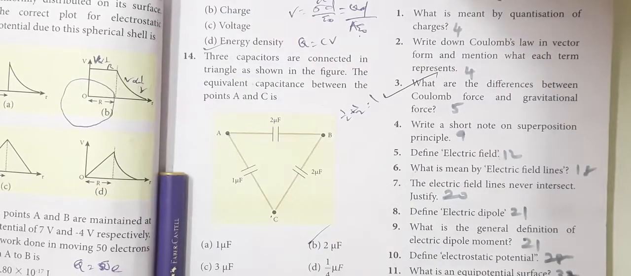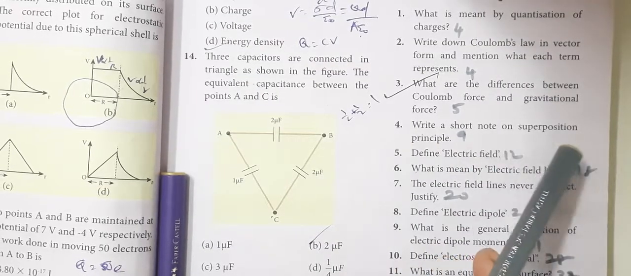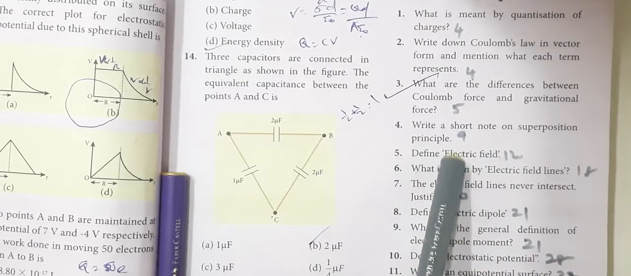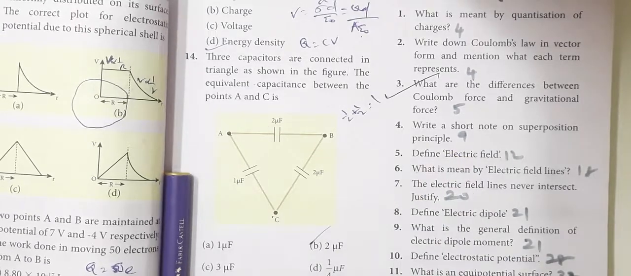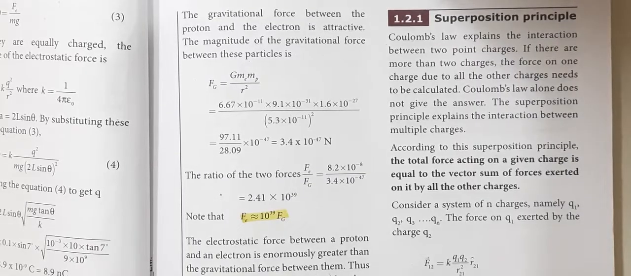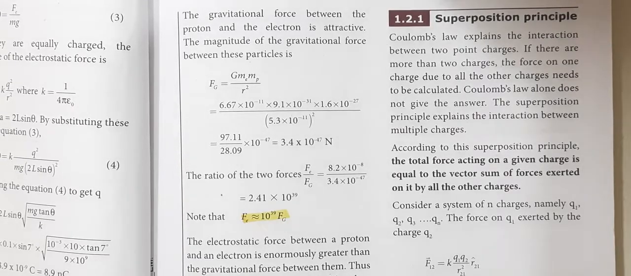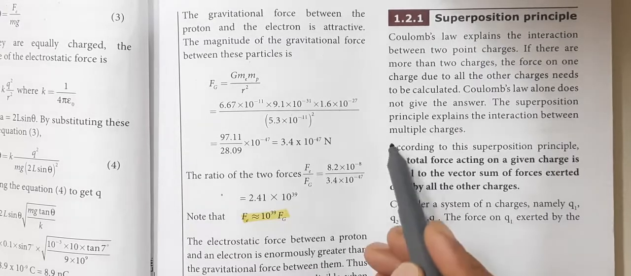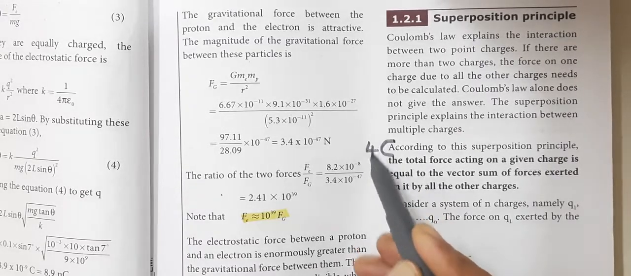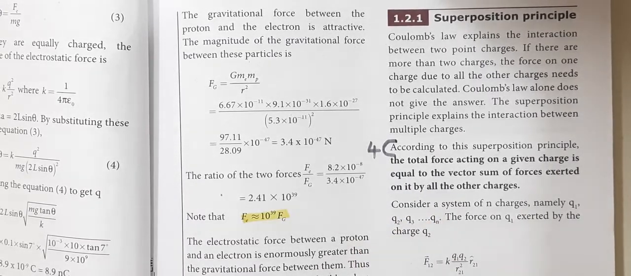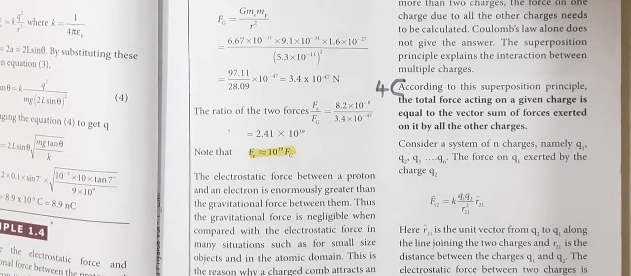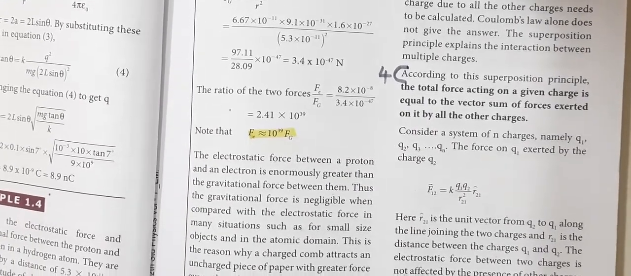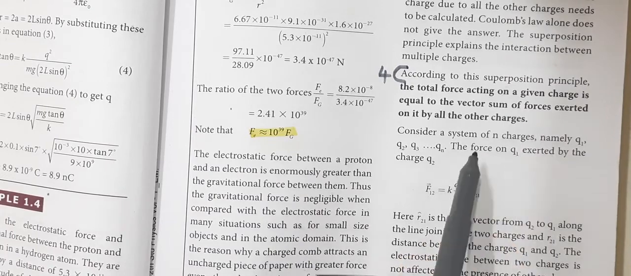The next question is, write a short note on superposition principle. This is in page number 9. So in page number 9, under the superposition principle heading, according to this principle, you can start from here. Question number 4: according to superposition principle, the total force acting on a given charge is equal to the vector sum of forces exerted on it by other charges.